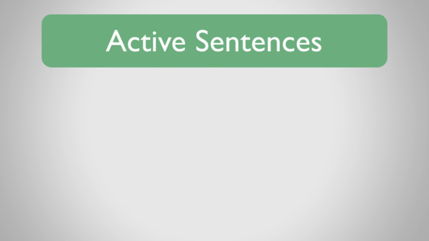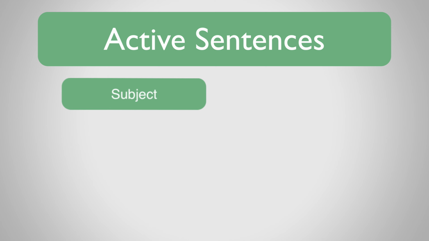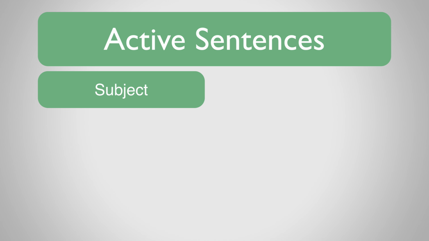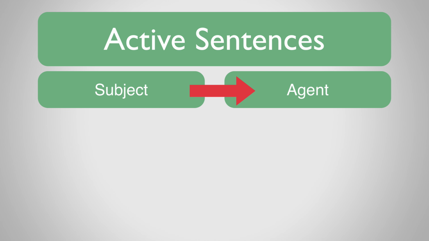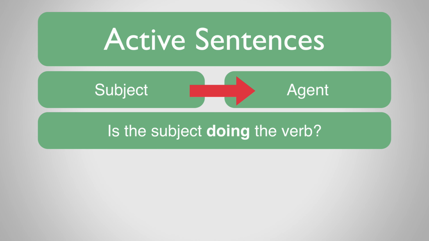So, spotting active sentences is easy. First identify the subject and then see if the subject is also the agent. Is the subject doing the verb? If it is, then the sentence is active.